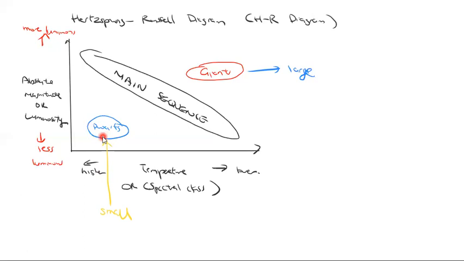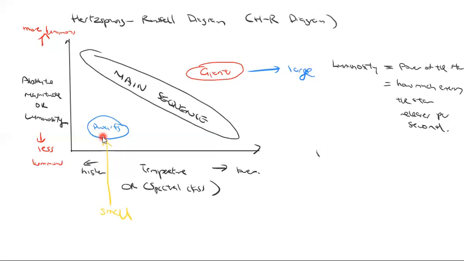Now, I've been using these words and trying to be careful with them, but in case of any confusion, luminosity refers to the power of the star, which is essentially how much energy the star releases per second. Because that's power, right? Power is energy per second. Okay.